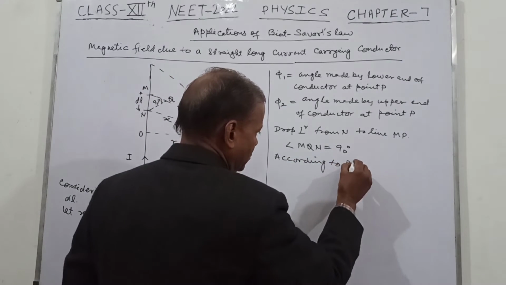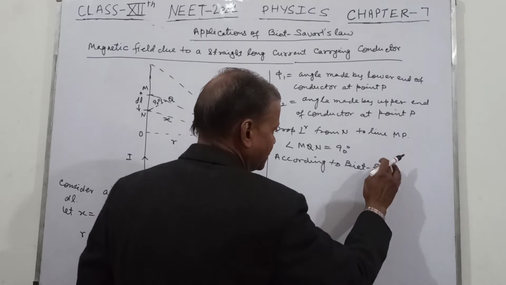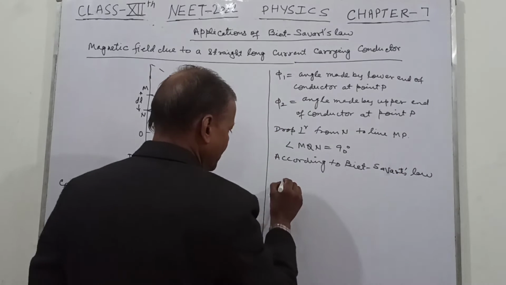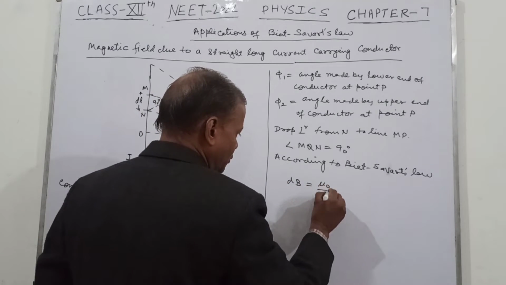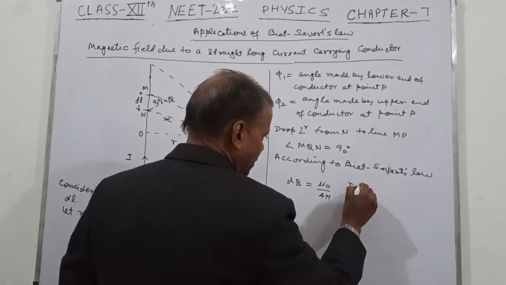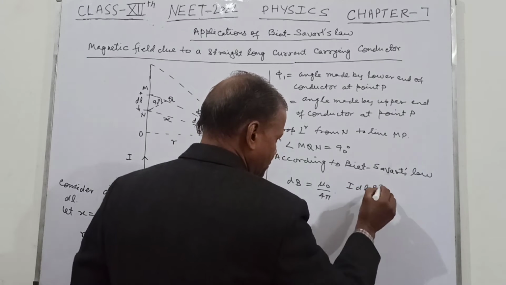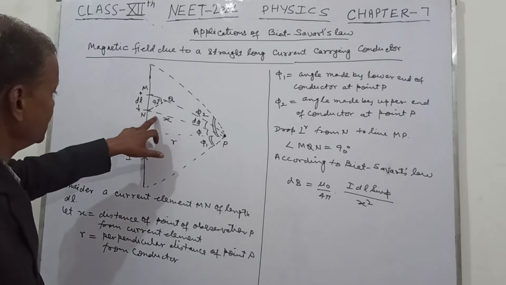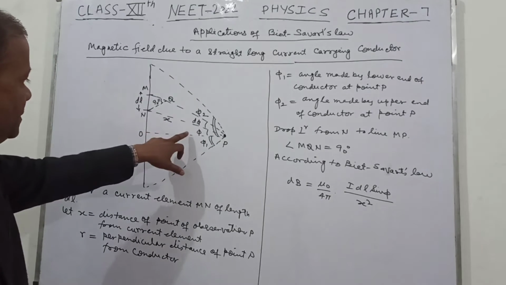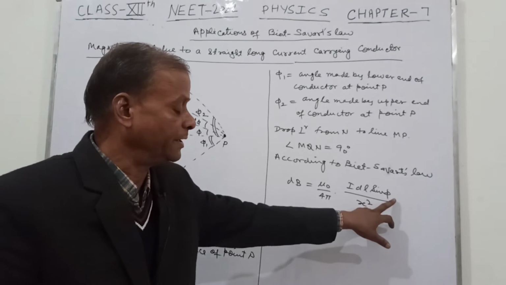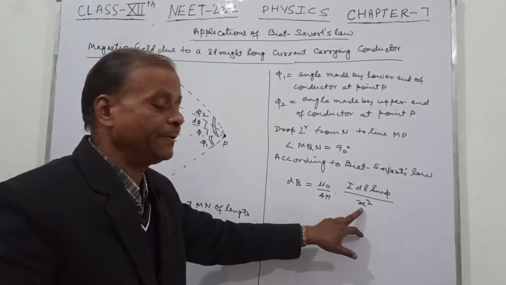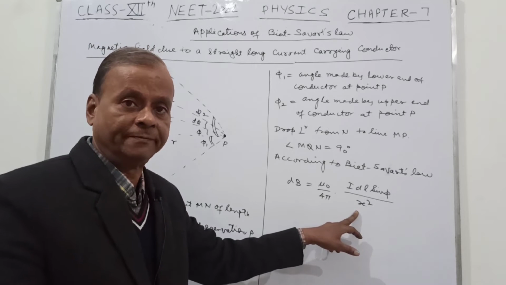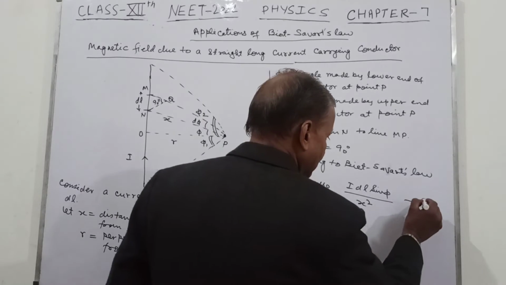According to Biot-Savart's law, dB equals mu naught upon 4 pi into I dl sin phi upon x square. Now we are taking this element. This is the distance x, so this is x square. This is making an angle phi, so we write phi here. In place of theta we write this phi, and in place of r we write this x, because this distance is from the element to the point of observation. This we take as equation number 1.